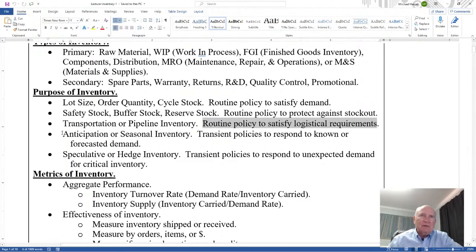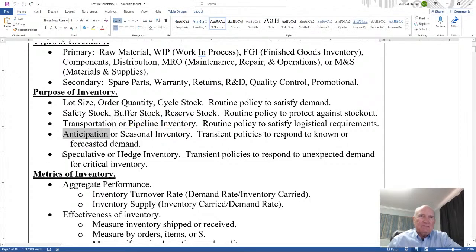And then you have anticipation or seasonal inventory. These are transient policies to respond to known or forecasted demand. For example, if you have a seasonal demand, the transient policies to change up and down, increase and decrease, to satisfy the seasonality of your demand would be a seasonal inventory. Anticipation inventory, on the other hand, is where you anticipate a storm coming because you have the forecast, you know it's going to happen, so you anticipate a need for more inventory.